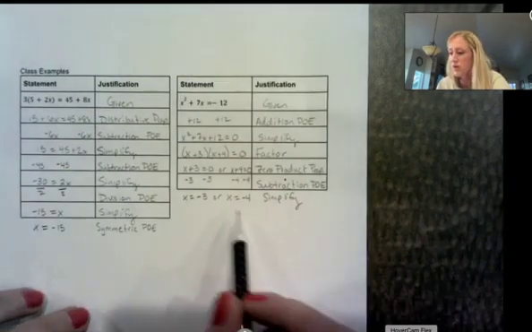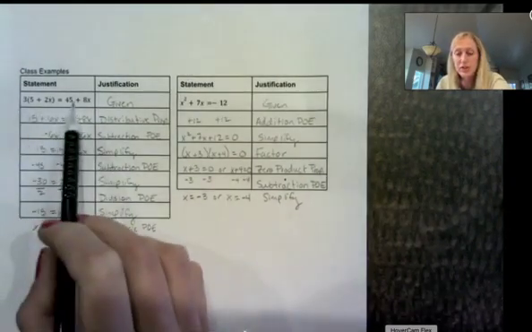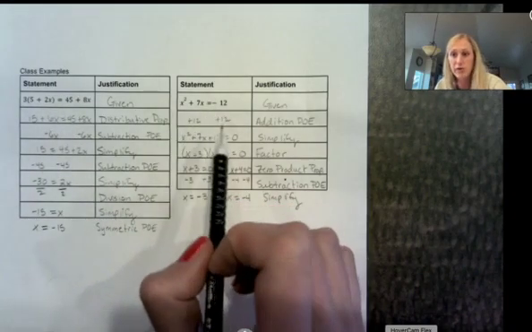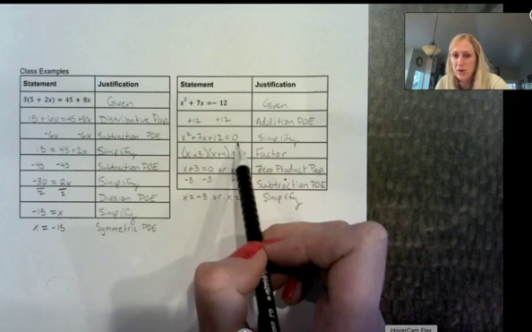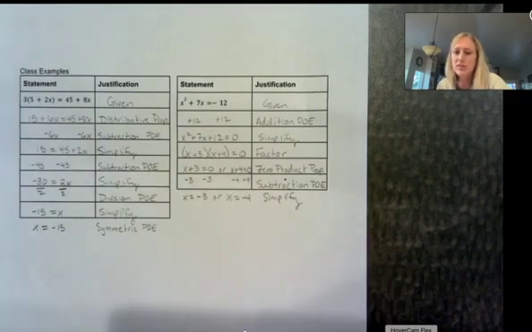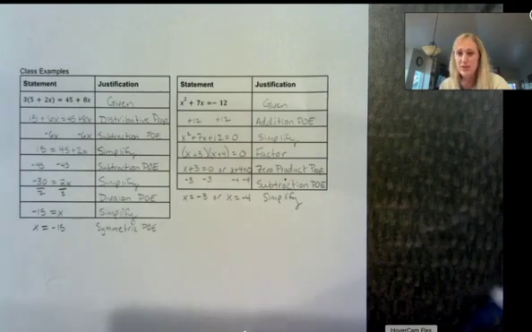Okay, so linear equations, none of those have an x squared. If you do get an x squared, it's a quadratic. Set it equal to 0, factor, and then you're going to set each factor equal to 0 by that zero product property to find your solutions.